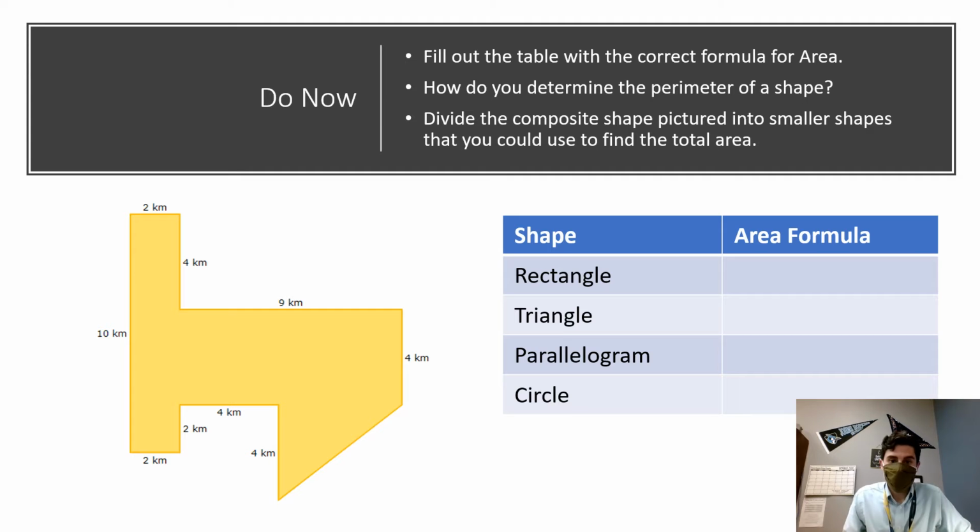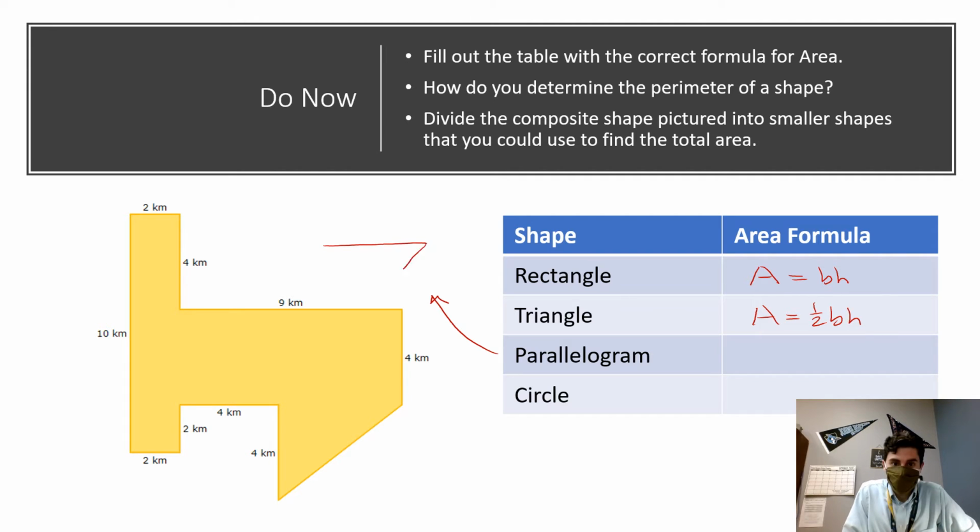Okay, so let's begin with this do now. Let's write out each of the formulas for area for these shapes. So the area of a rectangle is going to be A equals B times H, where base times height. Now the area of a triangle is going to be 1/2 that. 1/2 base times height. The area of a parallelogram, and if you remember, a parallelogram looks something like this.